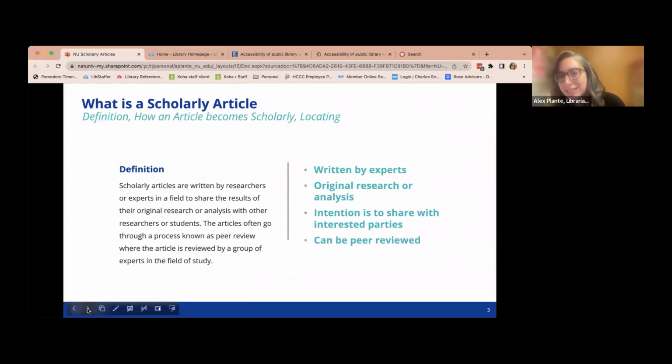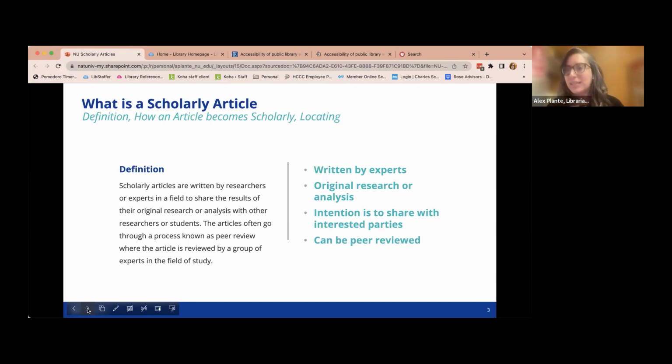So our first definition, right? What is a scholarly article? How does an article become scholarly? And how the heck do you find scholarly articles on the library website? So that is a lot of information, right? We are not going to eat the whole horse, as they like to say, but absolutely, I am going to make sure that you guys get a little taste of what's going on.